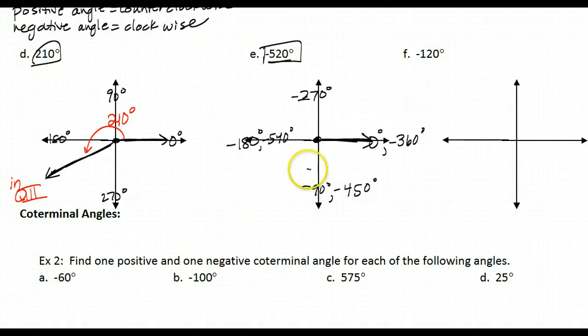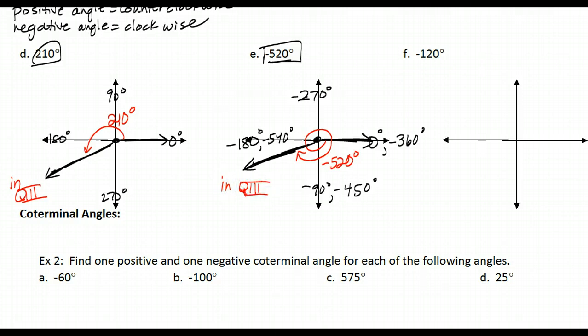Anyways, it's going to land in here. And again, it looks like it's a lot closer to this one than this one. It's closer to negative 540 than negative 450. Now, I rotated in the negative direction, and I did a full rotation plus some. And that, again, landed in quadrant 3.